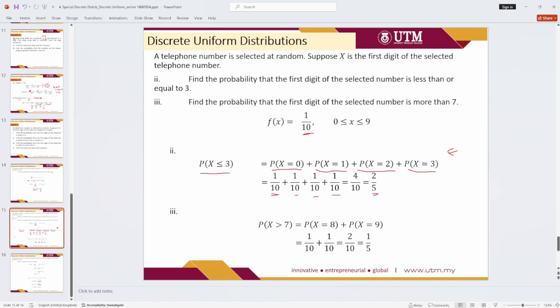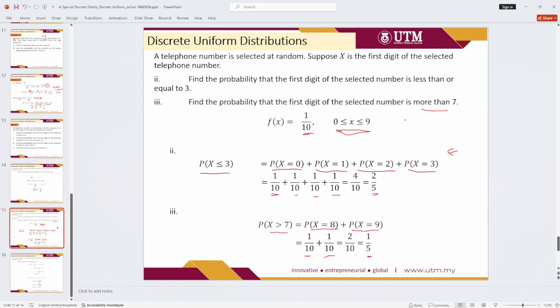And similarly for question 3, you want the probability that the first digit of the selected number is more than 7. So for more than 7, we just use P(x=8) plus P(x=9). So here you will get 1 over 5. Okay, the probability will just be the same. It's still 1 over 10 no matter what the number is, as long as it is between 0 and 9.